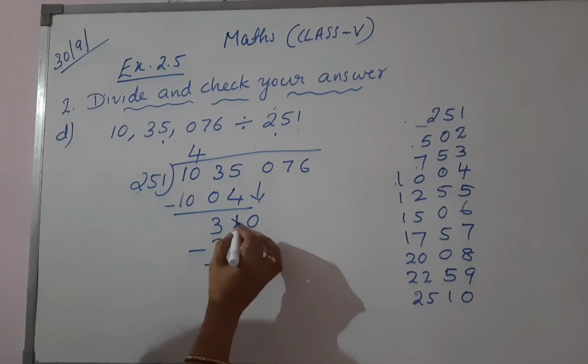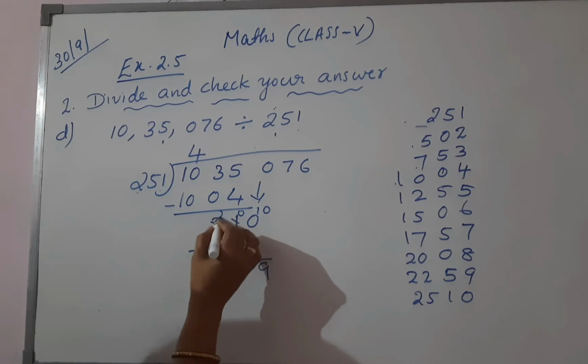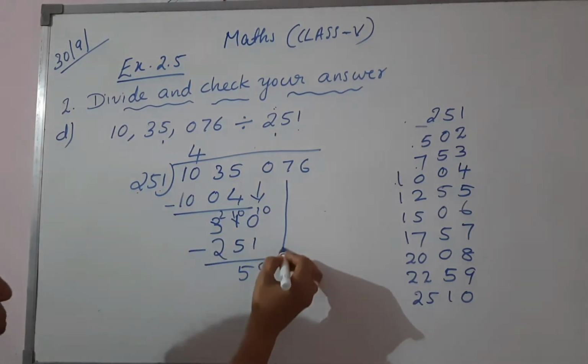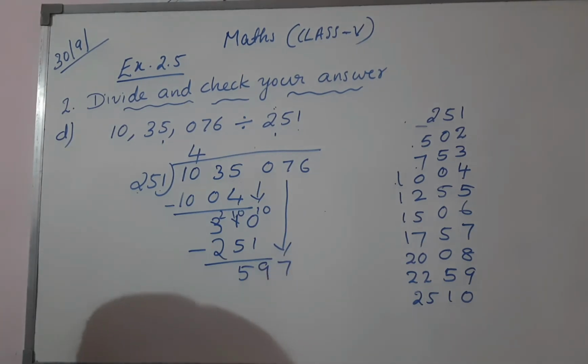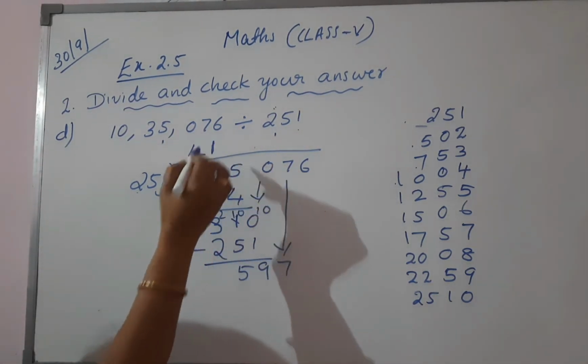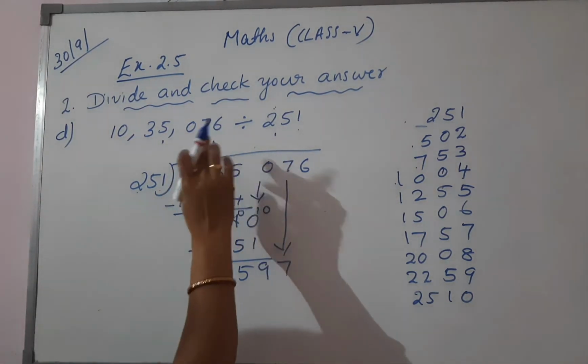From 0 we cannot, so we should borrow 10. 10 minus 1 is equal to 9. 2, 10. 10 minus 5 is equal to 5. You have to bring down 7. 597. So when we are writing 251, you should write that 1 as the quotient here. I forgot that, sorry. Don't forget to write the quotient.